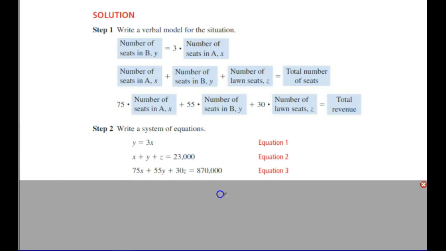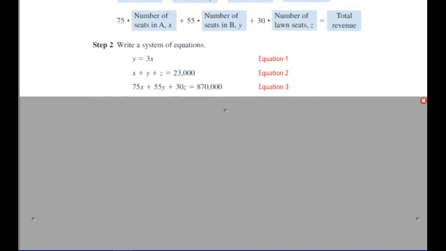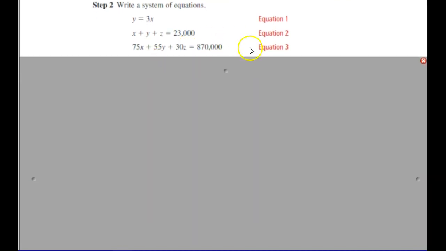So I'm going to write my system. You'll see in my first equation I just have Y equals 3X. My second equation, I don't know how many seats there are in each of these, so that's why I still have X plus Y plus Z equals 23,000. And then my third equation, 75X plus 55Y plus 30Z equals 870,000. So now that I have them all written out, I still have my system of equations, I can go ahead and solve them.